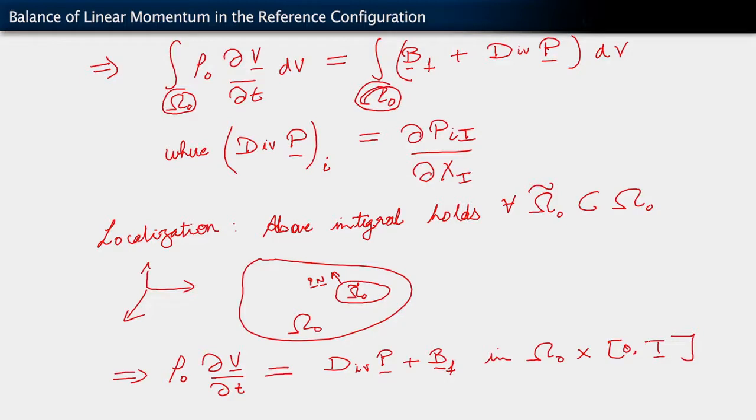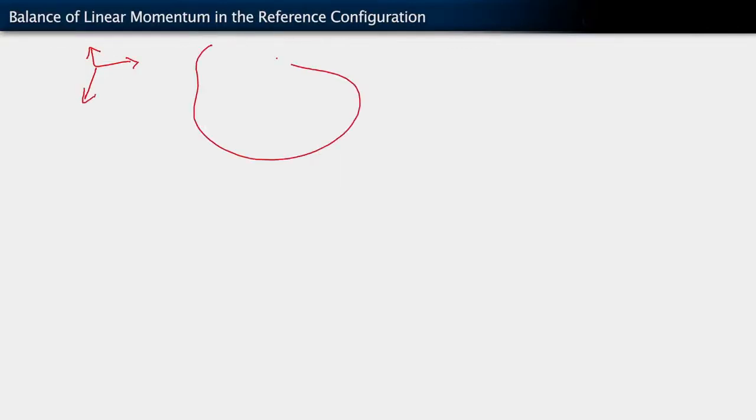Except for P, of course, which has this sort of dual nature in terms of its two indices. However, if we look at the parametrization of P, it is properly in the reference configuration. So what we have here is the balance of linear momentum in the reference configuration, which is completely equivalent to the balance of linear momentum in the current configuration. Pictorially, this means this. On omega naught, we would be saying that rho zero partial of v with respect to time equals the divergence of the first Piola-Kirchhoff plus B F.